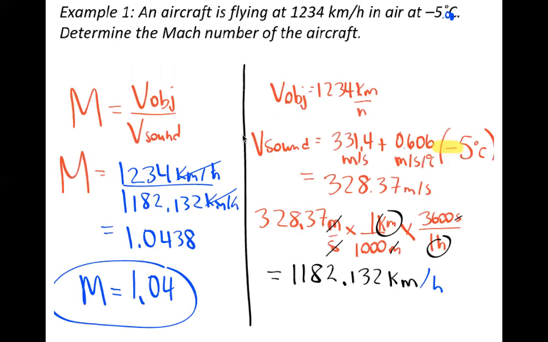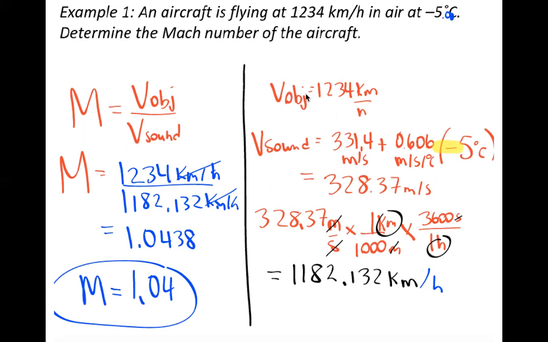So let's try an example. Let's say we have an airplane flying at 1,234 kilometers per hour in air that is -5 degrees Celsius. Determine the Mach number of the aircraft. As you go to a high altitude, we often get colder temperatures. So this doesn't have to be the dead of winter for this question to be relevant. So we're first going to write out our givens.